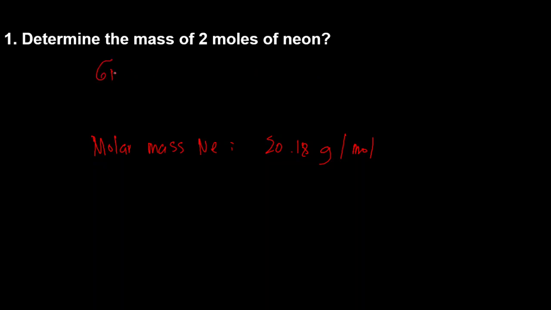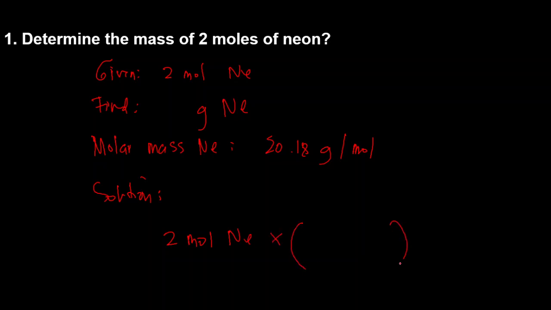But let's again follow the process. The given is 2 moles of neon. Then convert this to the mass in grams of neon. So let's go to the solution. Write the given first, 2 moles of neon. Then we need to convert moles to grams. So we put the moles under the fraction since we want to cancel mole, and then convert this to grams.